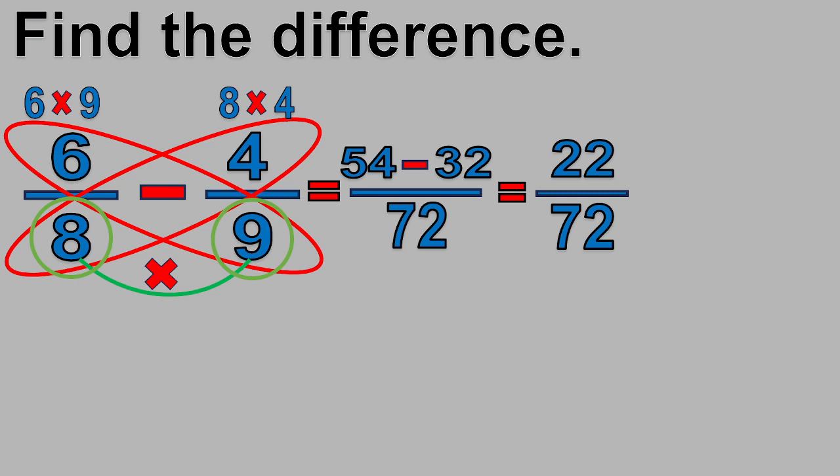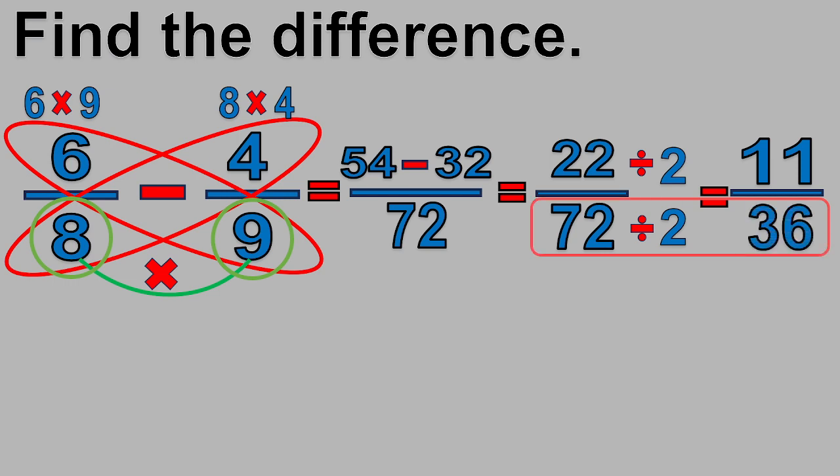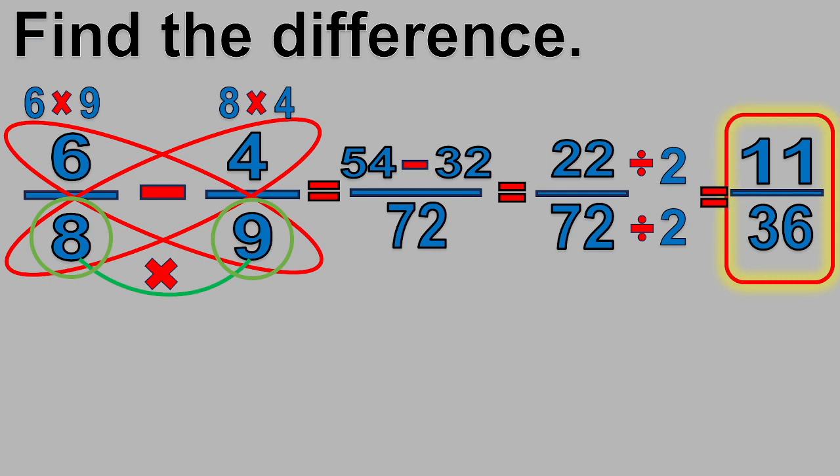Now, let's reduce 22/72 into its lowest term. To reduce a fraction, divide both numerator and denominator by the greatest common factor. So, the greatest common factor of 22 and 72 is 2. Now, divide the numerator. 22 divided by 2 equals 11. 72 divided by 2 equals 36. So, our final answer is 11/36.